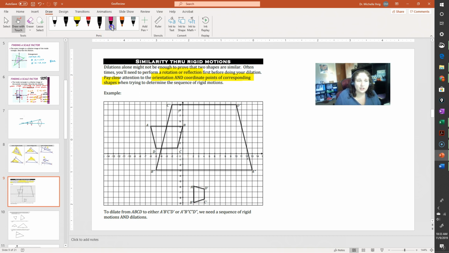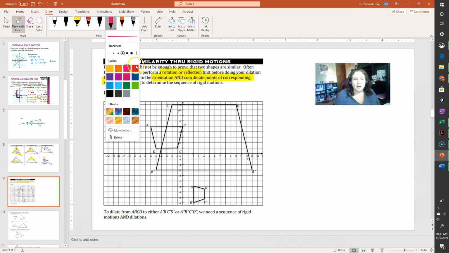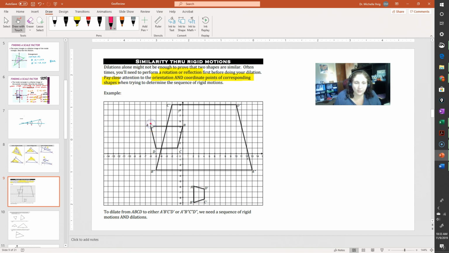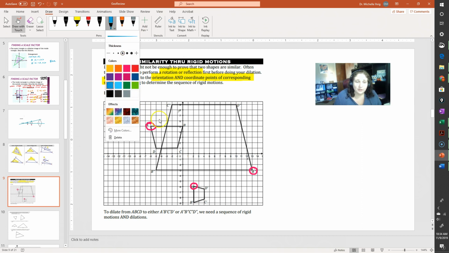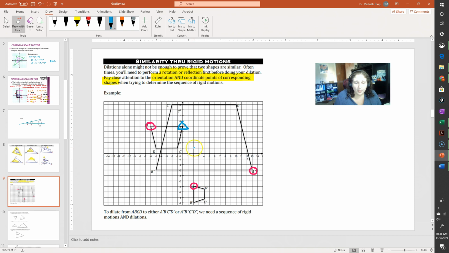One of the strategies I showed you, I think two days ago, was marking your vertices with the same shape. So let's look at A. Around A, I'm going to put a circle, and then a circle around A prime and a circle around A double prime. Then I'm going to put a triangle around B, a triangle around B prime, and a triangle around B double prime. So it says to dilate from quadrilateral ABCD to either one of those, there needs to be a sequence of rigid motions first and then dilations.